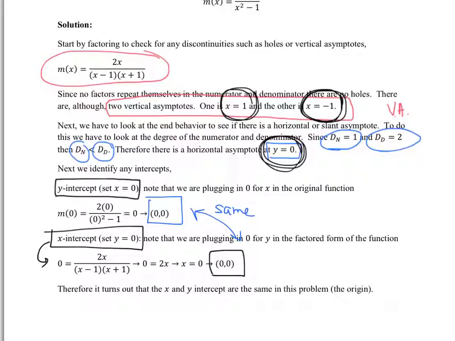They're the same because it's the origin. It's the only time that happens. They may coincidentally both be the same. Another time they might both be 7 or 2. But that would just be a coincidence. Here, it's not a coincidence. It's the same exact coordinate, clearly. So we've got two vertical asymptotes, a horizontal asymptote, no holes, and both intercepts.